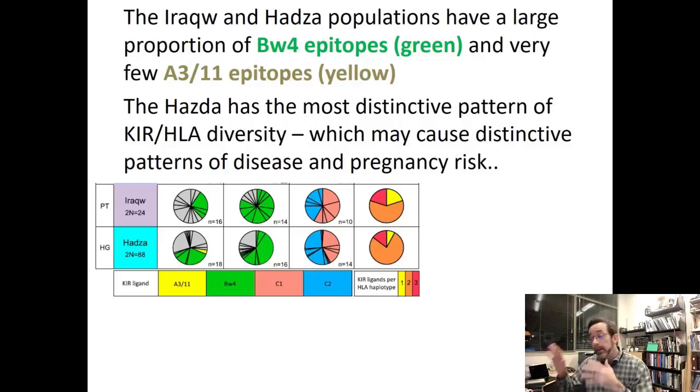Basically what I want to say, look at all that green. That green is distinctive. There is something distinctive about the number of MHC that the KIRs can bind in these 2 populations. And that's all we can say right now. We're looking for patterns and we don't know what they mean.